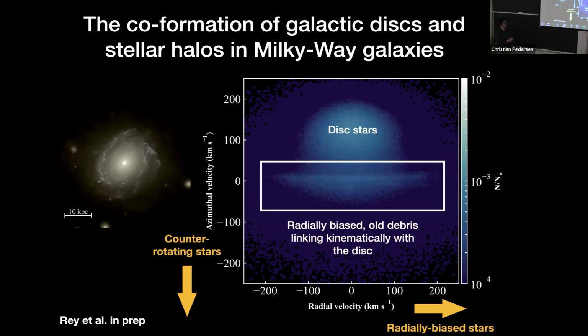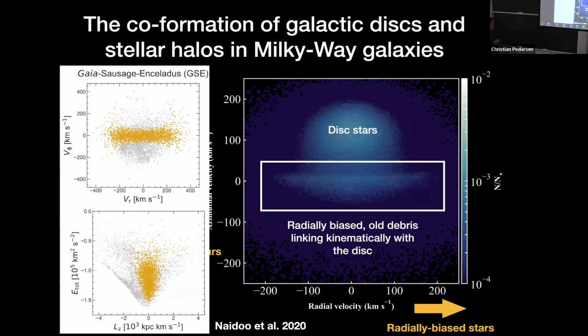What's interesting is this radially biased component here, this component of heavily radial stars at low azimuthal velocity that link kinematically with the disk. And when I first made this plot, I was very excited because this is exactly what is seen in the Milky Way. This is an example from Ryan Naidoo and the H3 survey. So unfortunately, they use prograde as negative LZ, so you have to flip the plots in your head. But this type of highly radially biased, sausage-looking stars is exactly what we see in the Milky Way.